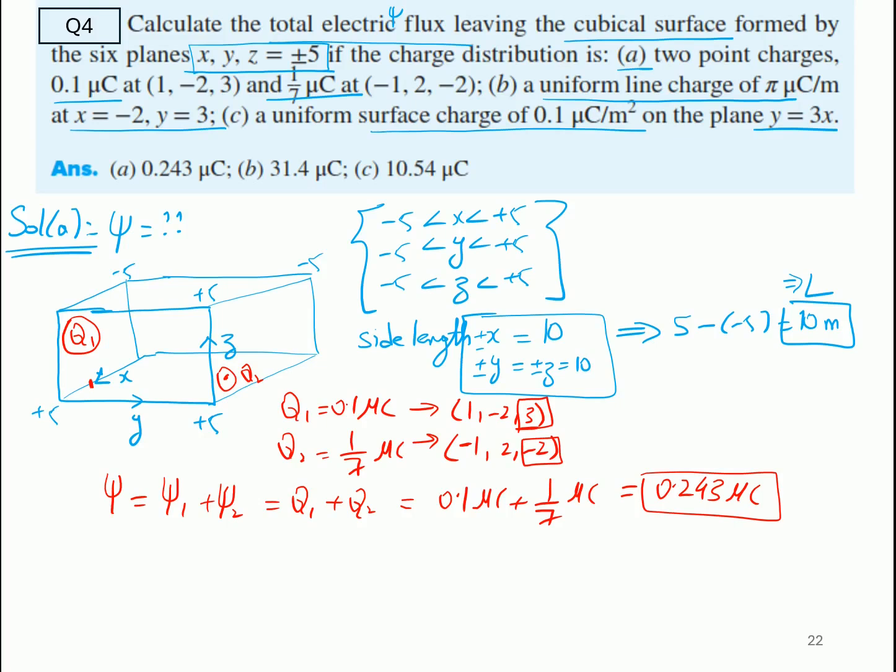In the second part, we are given a uniform line charge of pi microcoulomb, and it is located at x equals minus 2 and y equals 3, and we need to find the total electric flux. So for the second part, again we need to find the total electric flux, but this time the line charge is given at x equals minus 2 and y equals 3. Let us first draw this line and see where it is.